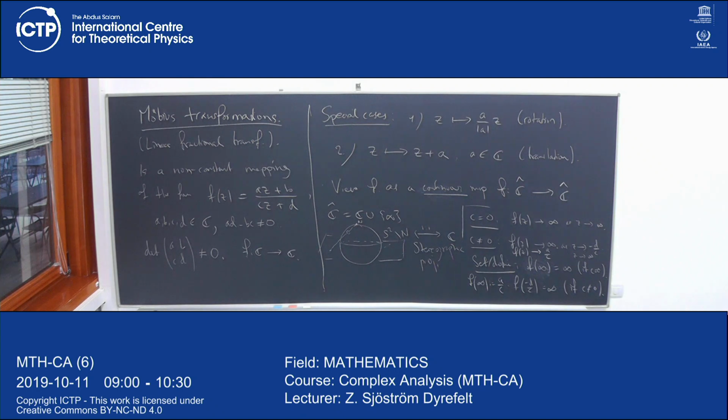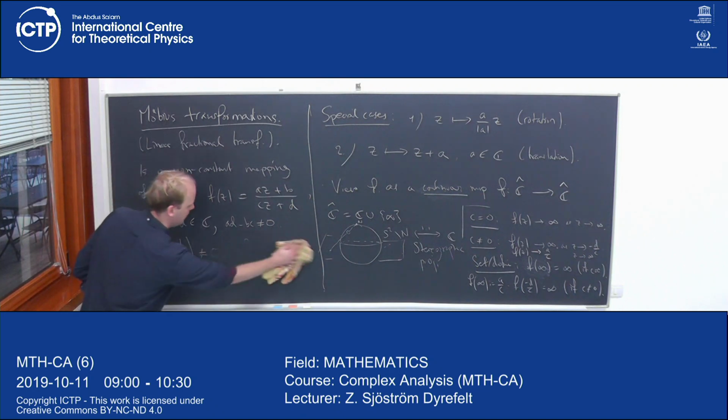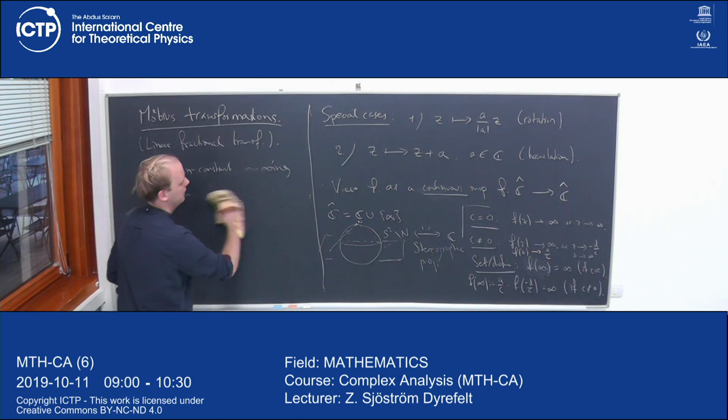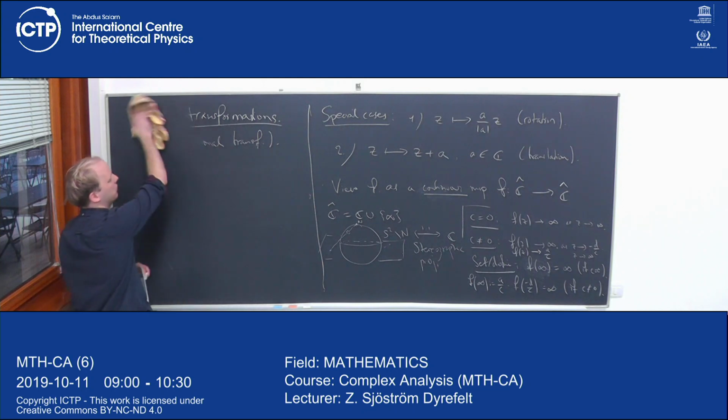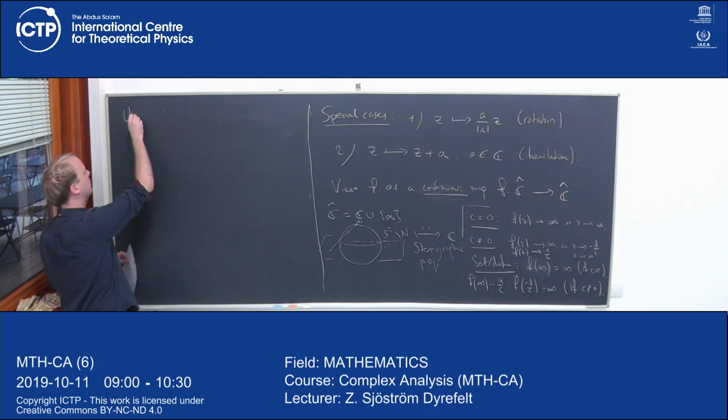Now, let's see a useful observation. So now we get back to this matrix thing. So now we have this map on the extended plane. So this is useful. Now a useful point of view.